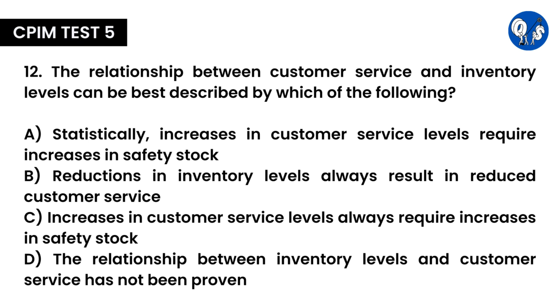Question number 12. The relationship between customer service and inventory levels can be best described by which of the following? A. Statistically, increase in customer service levels require increases in safety stock. B. Reductions in inventory levels always result in reduced customer service. C. Increases in customer service levels always require increases in safety stock. D. The relationship between inventory levels and customer service has not been proven. Here the correct answer is A.